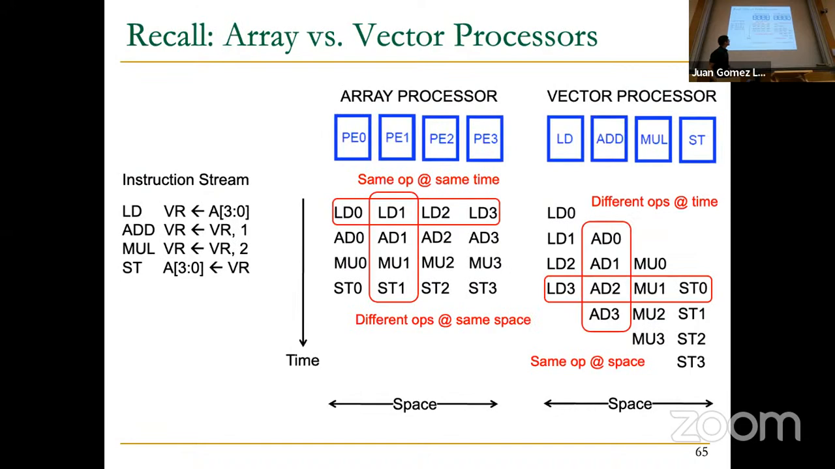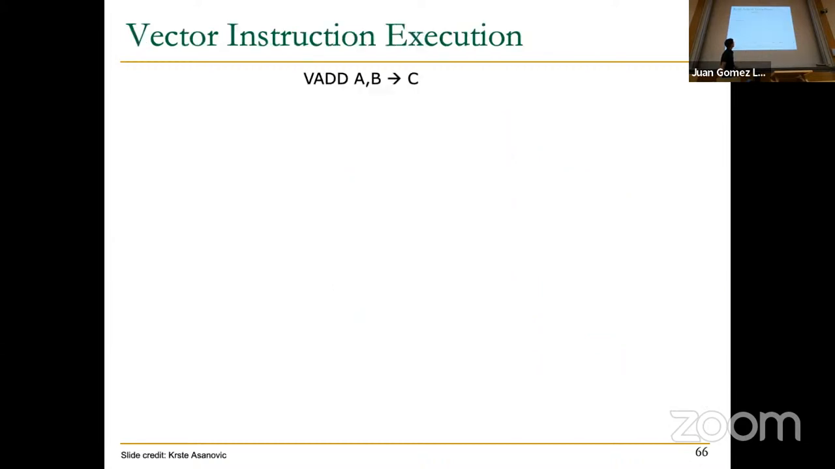Here you see the key differences between array and vector processors. In the array processor, we have an array of processing elements. Each of them is able to execute different types of instructions. So this way we can have different operations in the same space and the same operation at the same time. While in the vector processor, we assume that either there is a single processing element, or we may have more than one processing element, but they are, as you see, specialized for some type of instruction. As I told you, I will give you examples of these types of processing elements in GPUs tomorrow.